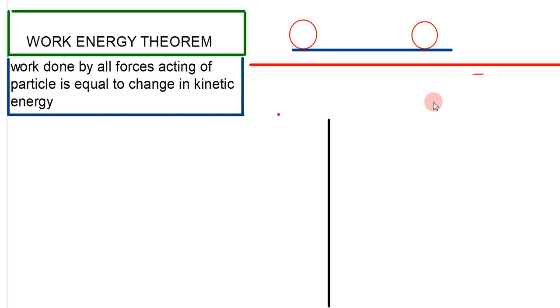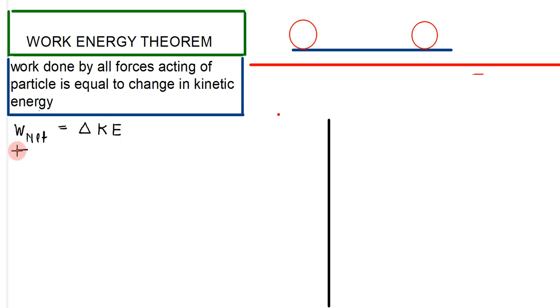Okay, what is the statement? The work done by all forces acting. All forces means what? Work done by all forces means conservative forces, non-conservative forces, external forces, internal forces, etc. The work done by all forces, that is W net, of a particle is equal to the change in the kinetic energy. So mathematically you can write these words as W net is equal to the change in kinetic energy, initial to final.